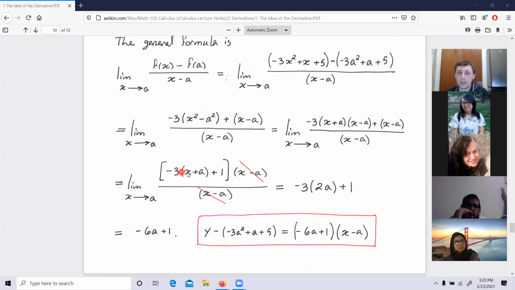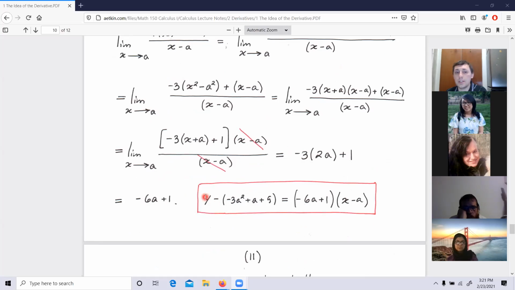Good. Now I can cross it out because x is not truly a, it's just approaching a. And when I cross it out, look what happens, guys. X approaches a, so we have -3 times 2a now in the limit, right? X now becomes like a, so it's -3 times 2a and plus 1. So my slope is simply -6a plus 1 at any given number, -6a plus 1. Good?